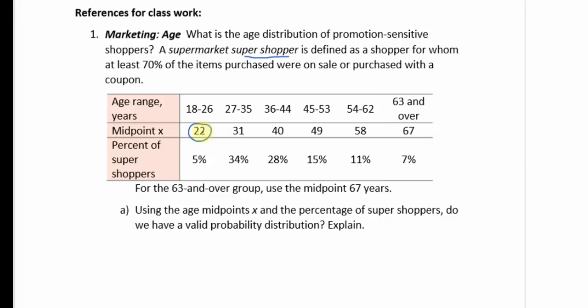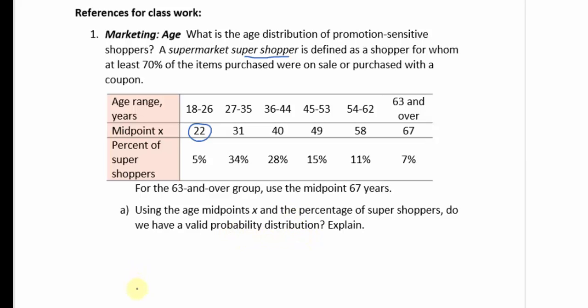The reason why we want to have midpoints included in this table is so that we can later interpret what percent of the data falls within 1, 2, or 3 standard deviations from the expected value. And we'll be using the midpoints to do that. In the table we're also given the percent of super shoppers. Notice it says percent, not probability. So we'll need to change these percentages into probabilities. Part A is asking us to use the age midpoints and the percentage of super shoppers. Do we have a valid probability distribution?